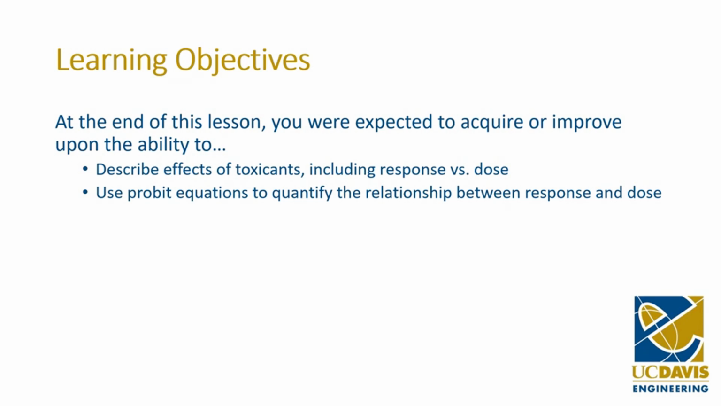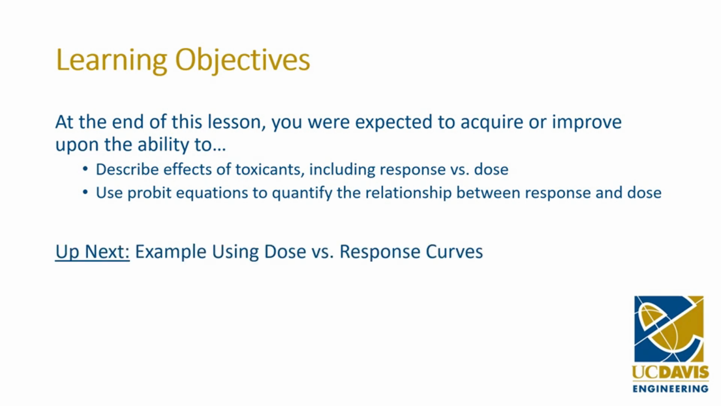In this lesson, we learned about the effects of toxicants and visualized them using response versus dose curves. We also looked at how we can use a probit transformation in order to quantify the relationship between response and dose by converting it to a linear relationship. In the next lesson, we're going to demonstrate this whole process using an example.